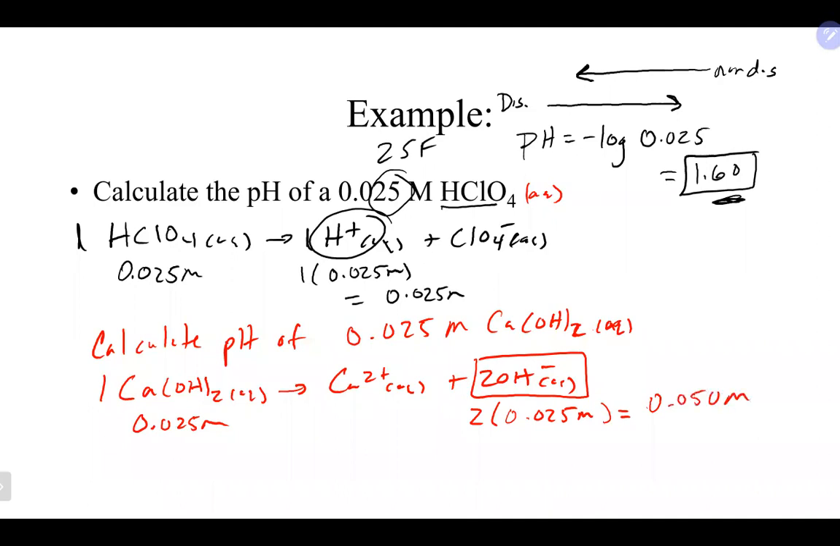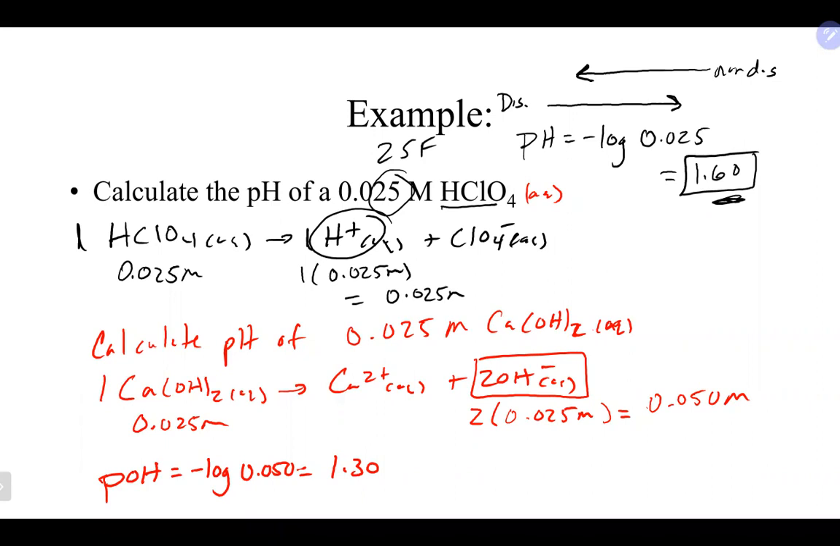That, once again, though, is the hydroxide concentration, which means we cannot calculate the pH from that. We can calculate the pOH from that, which would give us minus the log of 0.05, and that gives us about 1.30. Now, if you did make a mistake at this point and you thought this was the pH, a pH of 1.3 would be acidic, and this is a base. So that should not make sense to you.